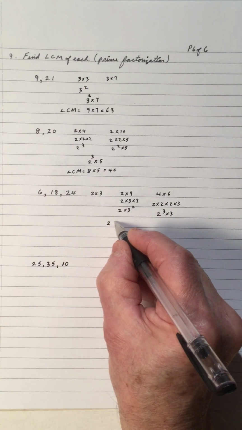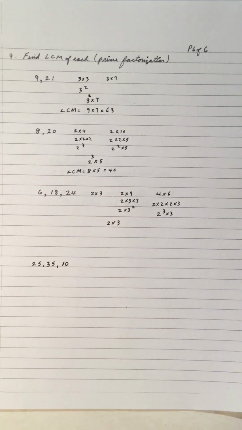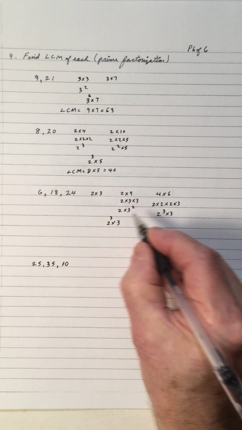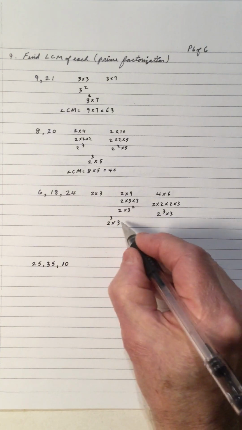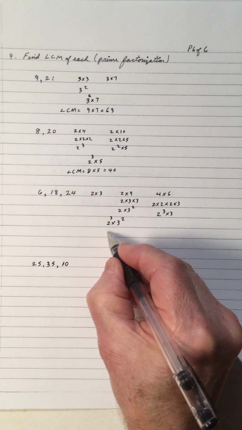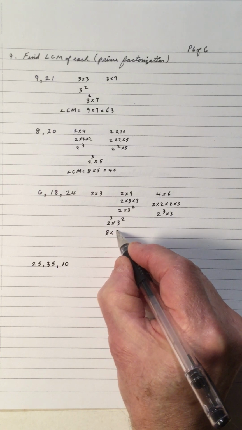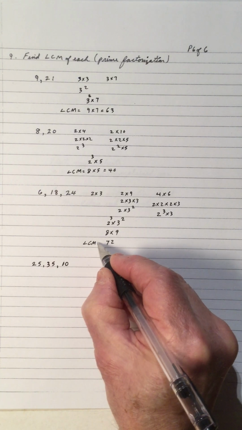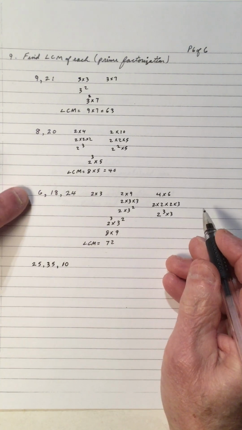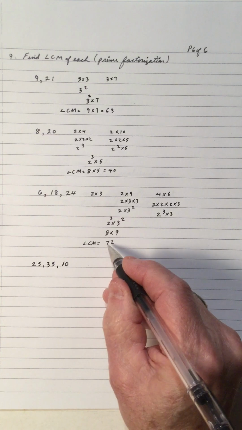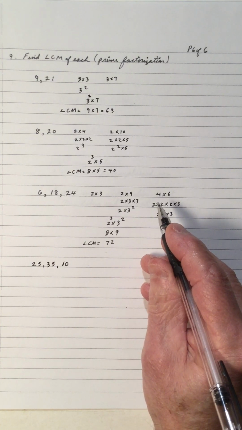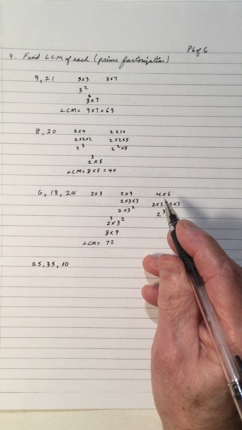So it has a factor of 2 and a factor of 3. The highest power of 2 is 3. The highest power of 3 is 2. So that's 8 times 9, 72. So the LCM, least common multiple, for 6, 18, and 24 is 72. Again, prime factorization. Or you can do the ladder.